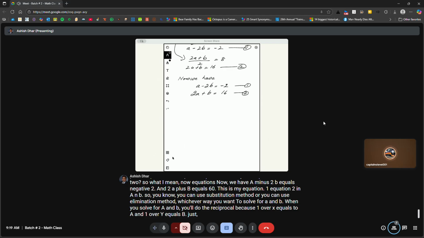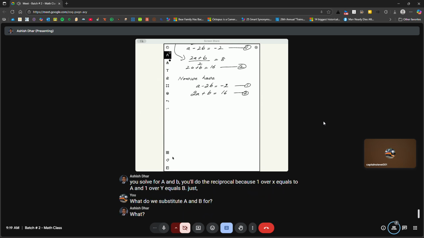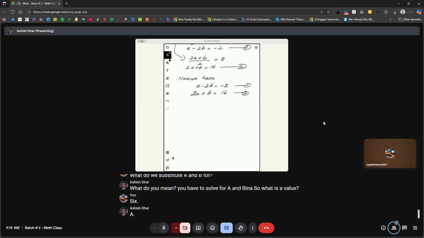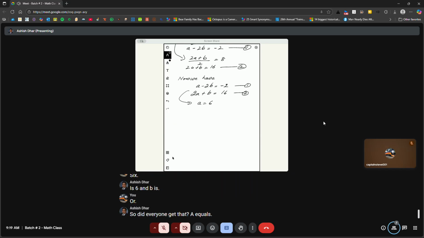What's the answer? You have to solve for a and b. So what is a value? A is 6 and b is... So did everyone get that? A equals 6 and b equals 4.